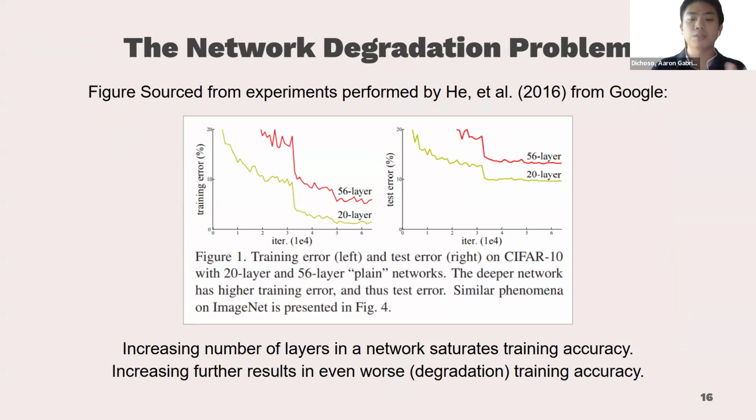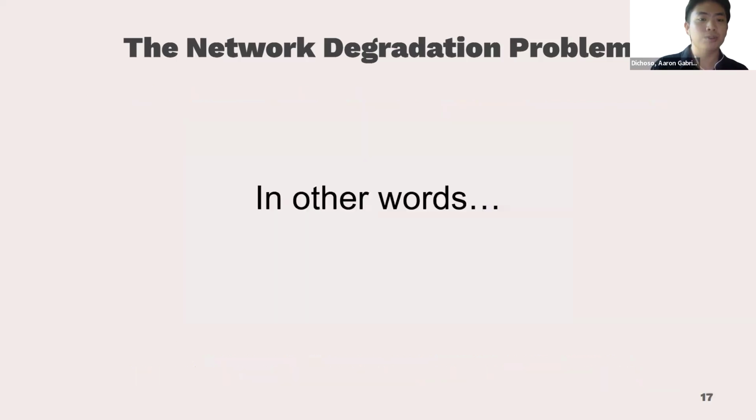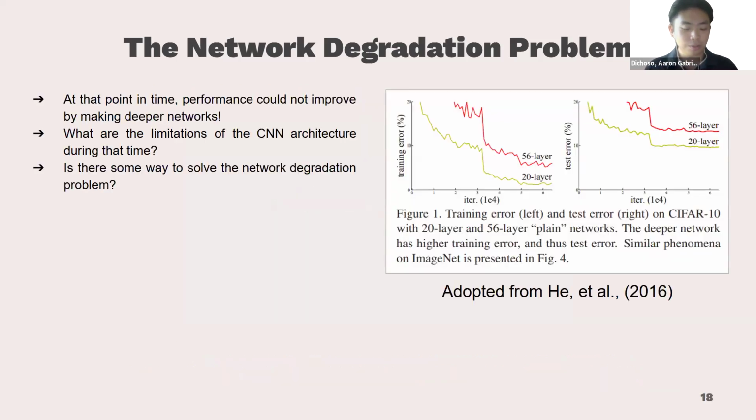So as it says here, increasing the number of layers in the network saturates training accuracy. As you can imagine, when you try to increase the number of layers even further, this accuracy actually starts to degrade. It doesn't make sense, right? Recent trends have shown that more layers means better accuracy. However, here it's telling us that there's a point where we cannot increase the number of layers anymore to improve accuracy. So this is how they hit a roadblock. We could not improve performance anymore by increasing the number of layers.